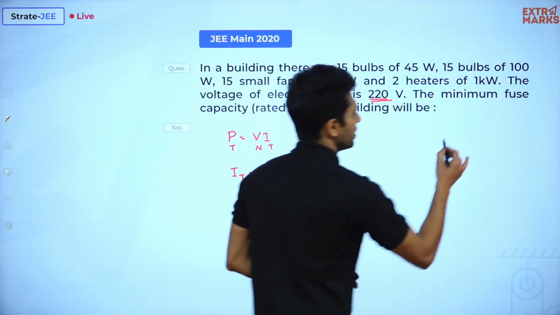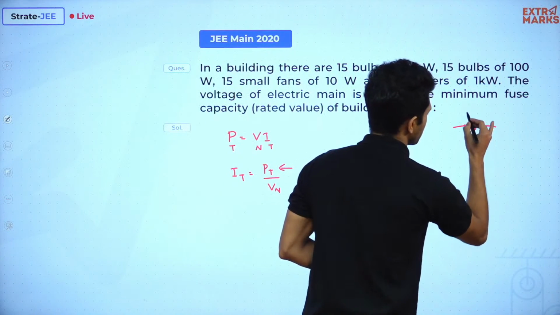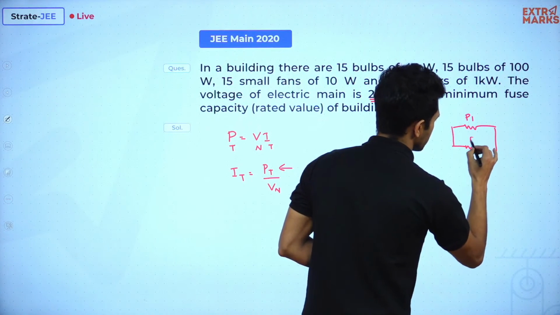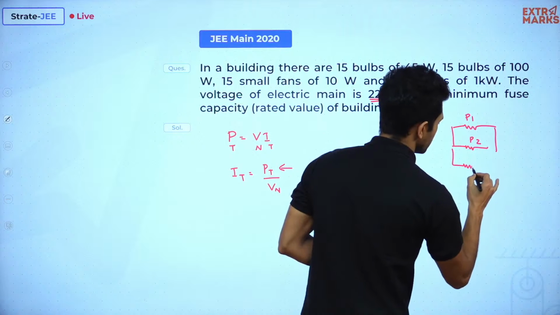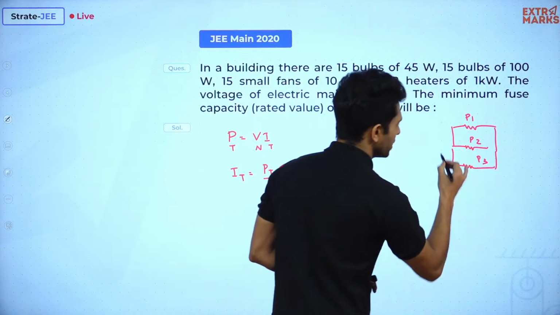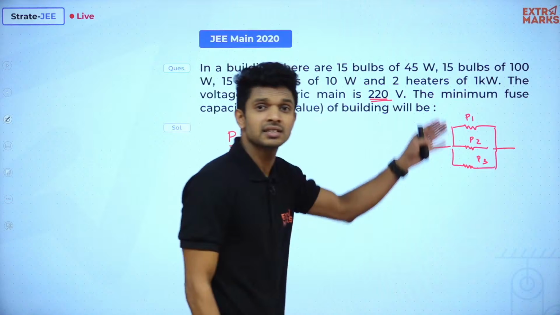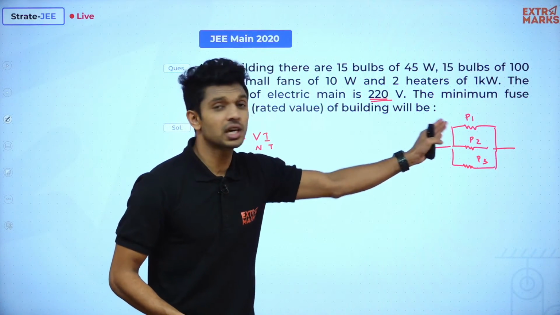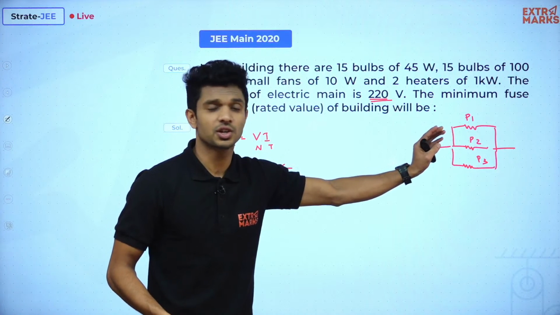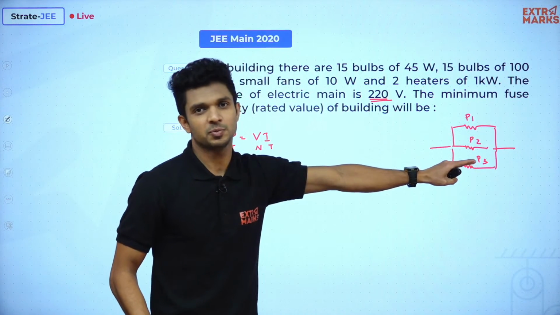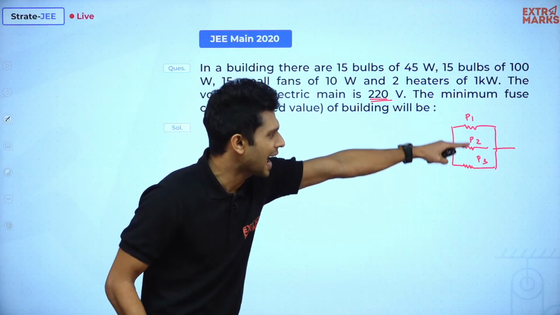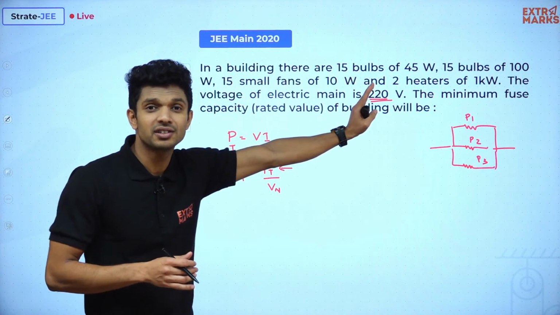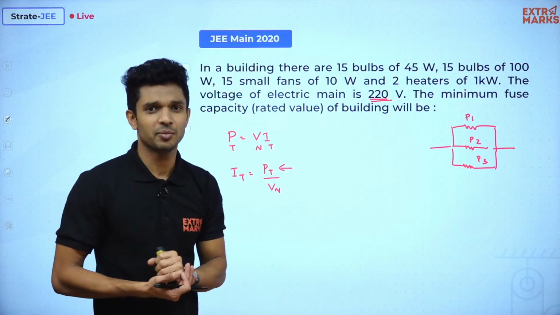Say we have one device over here like this and its power is P1. Another device over here, let's say P2. Another device over here, let's say P3. Now tell me, if this is how the devices are connected, what should be the total power that has to be provided to the circuit? That's P1 plus P2 plus P3. We just have to add up the powers. Similarly, we have to add up all the powers according to the devices available in the circuit.